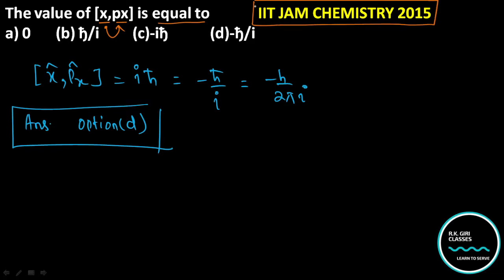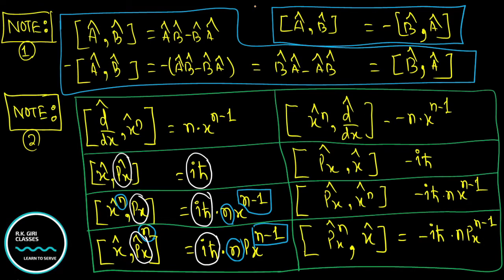So before going to this result, focus on these concepts. Commutator of a with b, that is ab minus ba. And if you want to reverse it, you have to give a negative sign there, that is commutator of a with b is equal to minus commutator of b with a.